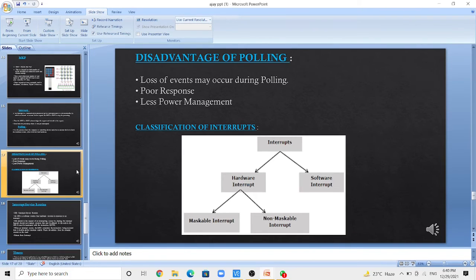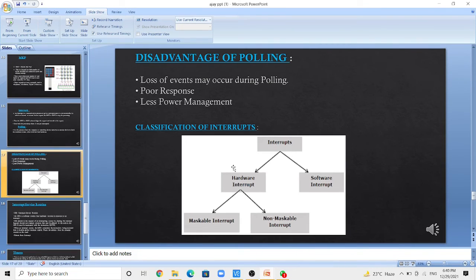Disadvantages of polling. The main disadvantages presented in the polling concept are poor response, less power management, and loss of events may occur during polling. So these are the drawbacks which frequently occur in the concept of polling. Okay, and then go to classification of interrupts.